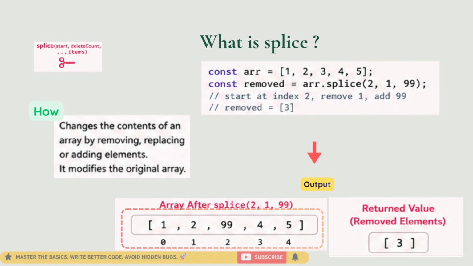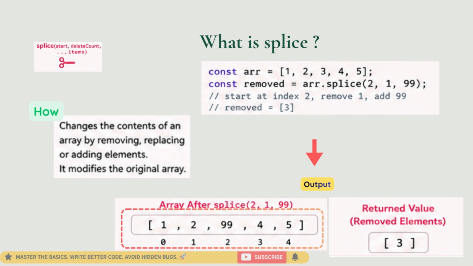Let's understand slowly. The first number, 2, means start at index 2. Index 2 contains number 3. The second number, 1, means remove one item. So JavaScript removes number 3. The third value, 99, means add 99 at that same place. So 3 gets removed, 99 gets added. Final array becomes 1, 2, 99, 4, 5.